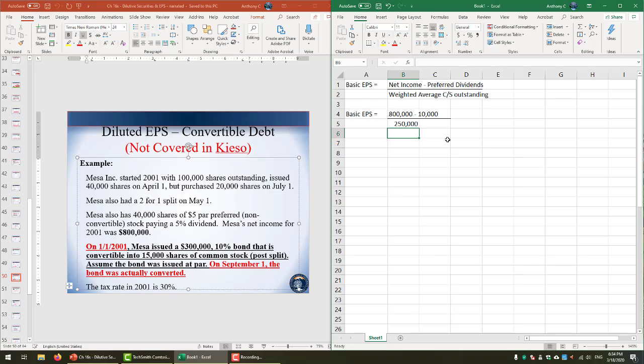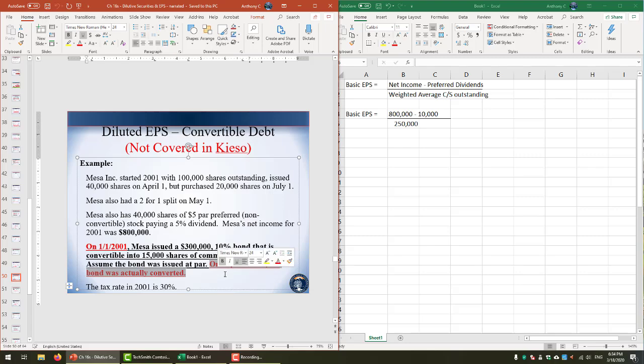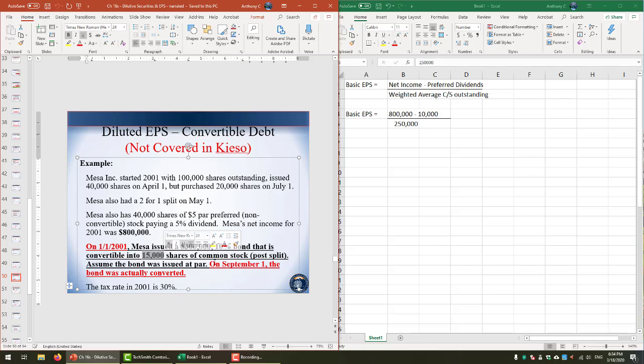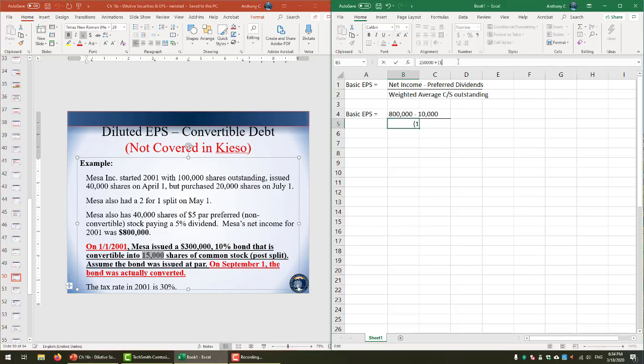In this case, we need to change our calculation of basic EPS since on September 1st, the bondholders actually convert their bonds into common stock. So in this case, our weighted average common shares outstanding is going to increase. And it's going to increase by these 15,000 shares from the weighted average from September 1st to December 31st. So we're just going to add the 15,000 shares, and we're going to multiply by their weight of 4 out of 12 months.